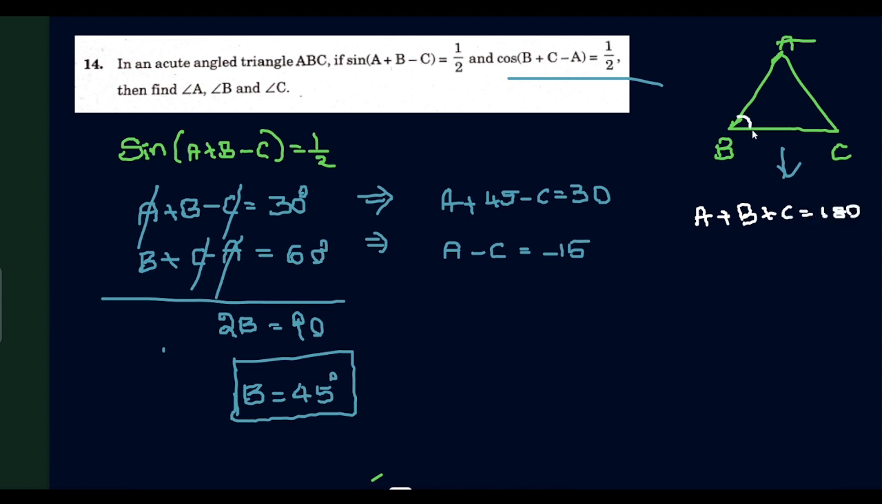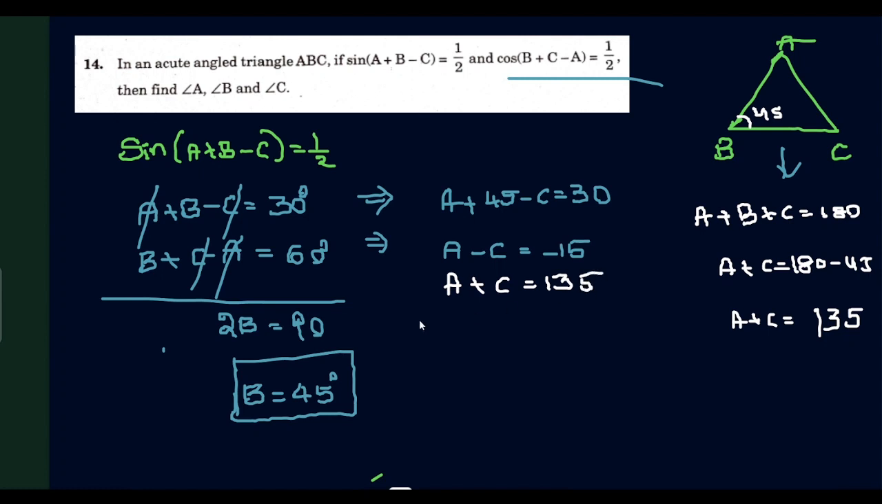But we have just found that B is 45. Just substitute here, then A plus C is equal to 180 minus 45. So A plus C is equal to 135. Okay. Now we have A plus C equal to 135 and A minus C equal to minus 15. So A gets cancelled, and minus C is equal to, here both are minus, right? So we can add it. Minus 150.